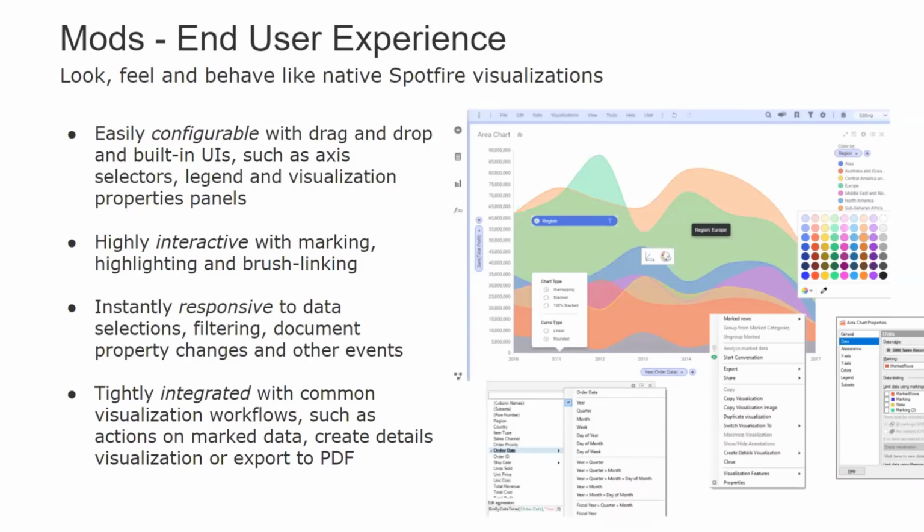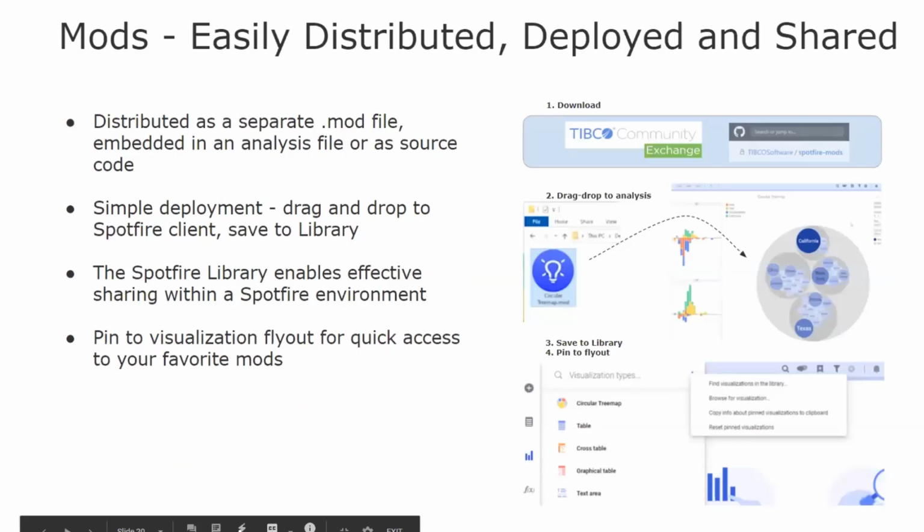A mod automatically takes advantage of Spotfire's built-in brush linking and filtering, and can also react to document property changes and other events that may occur in the application. A mod is also by default integrated with common visualization workflows, such as actions on marked data or export to PDF.